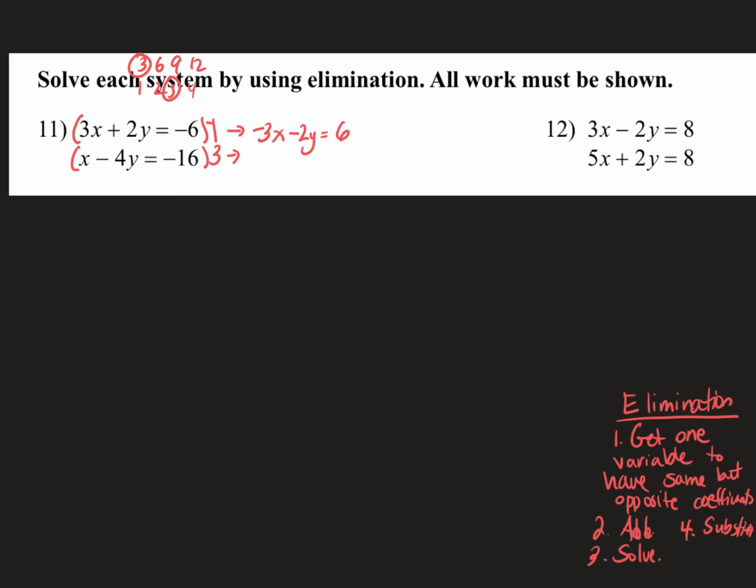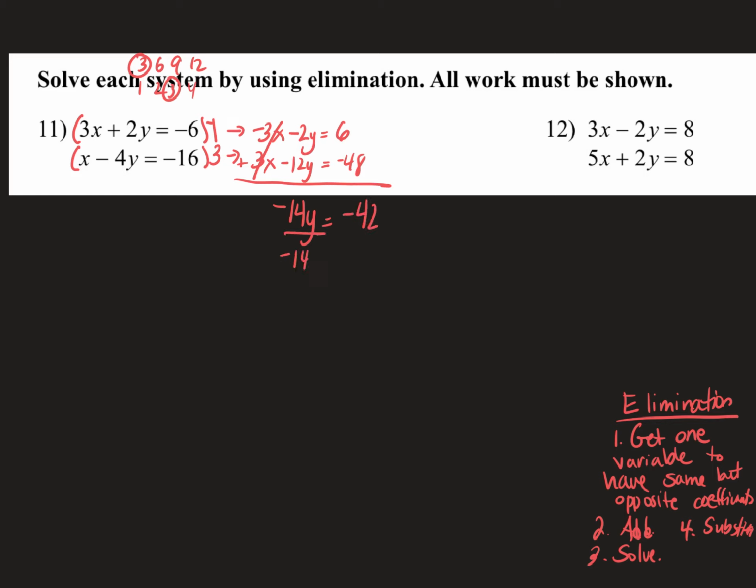Negative 3x minus 2y equals positive 6, and then I'm going to distribute 3 and get 3x minus 12y equals negative 48. So that was step 1. Now I'm going to add them together. That's what step 2 says. I'm going to add those two new equations together. Negative 3x plus 3x, that cancels out. It's eliminated. Negative 2y plus negative 12y is negative 14y. And then 6 plus negative 48 is negative 42.